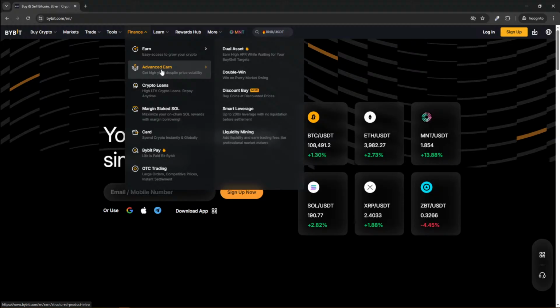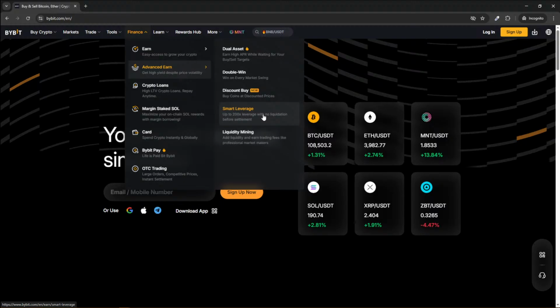These are mostly about holding your crypto for a certain time, like what's called staking. So you keep your crypto in your wallet and you subscribe to one of these: liquidity mining, smart leverage, dual asset, and others. So you earn rewards in the form of crypto every month or every day.